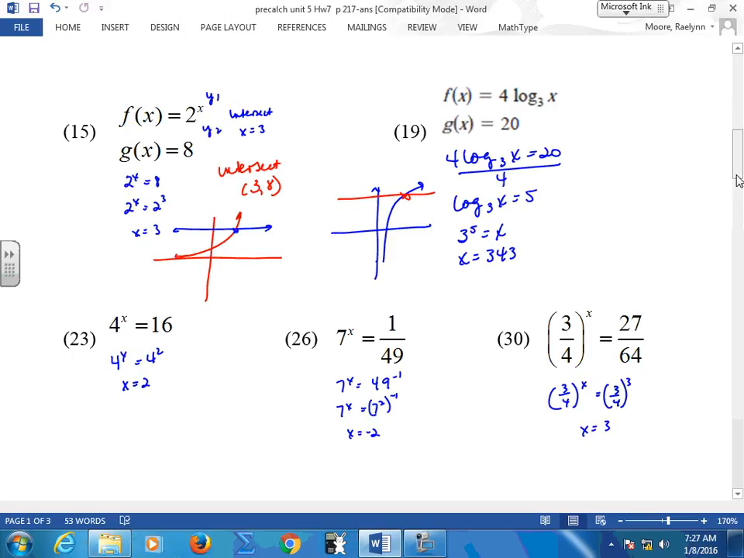So set them equal to each other, drop it to the same base. Same with the next one. The next one you're going to flip. Isolate this first. 3 to the 5th equals x. 243? Very possible.